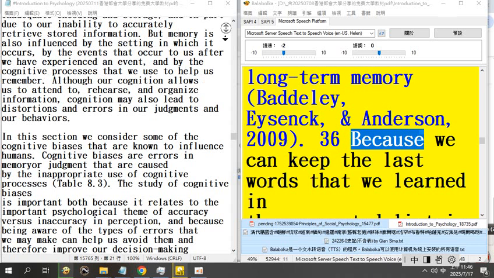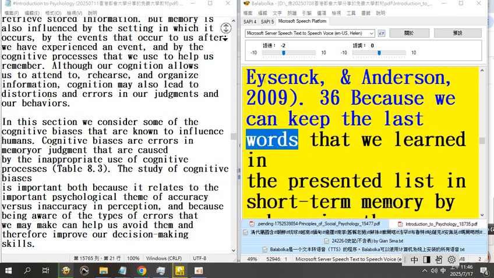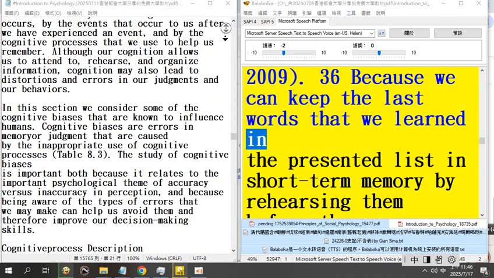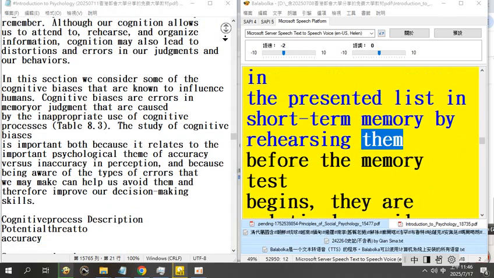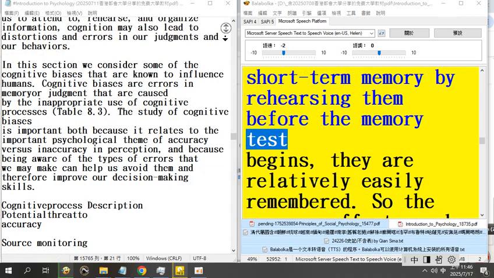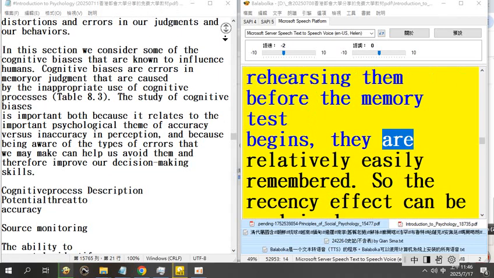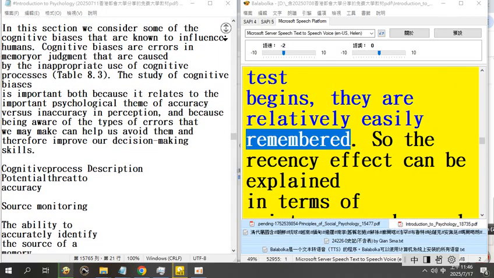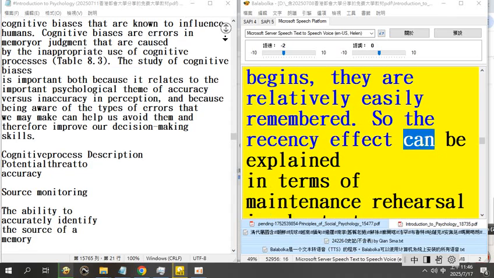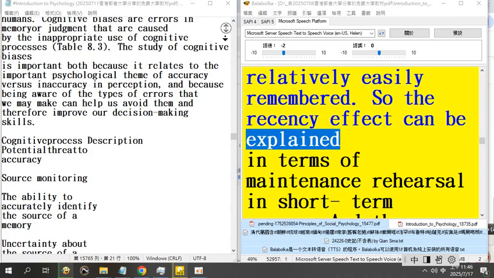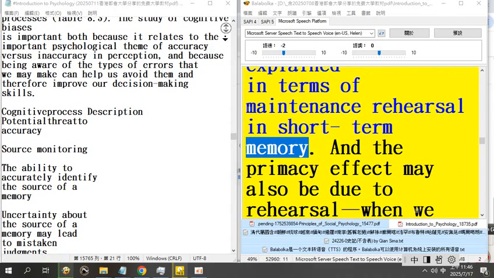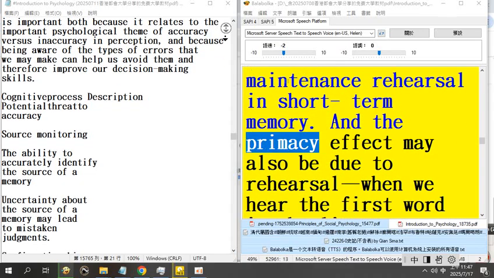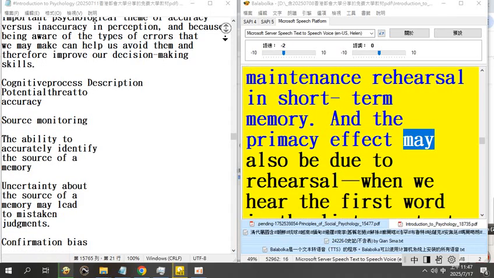Because we can keep the last words that we learned in the presented list in short-term memory by rehearsing them before the memory test begins, they are relatively easily remembered. So the recency effect can be explained in terms of maintenance rehearsal in short-term memory. And the primacy effect may also be due to rehearsal.